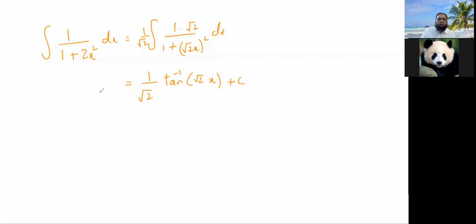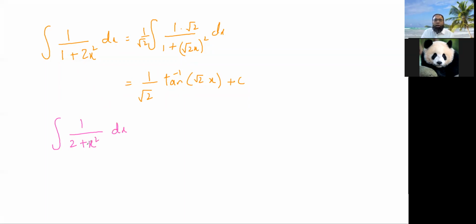Now what if you don't have a 1? So that was the first kind of situation, where you already have a 1 over here. Now, what if there is no 1, and it is anything other than 1 here? Suppose you have a question like this: 1 over 2 plus x squared.